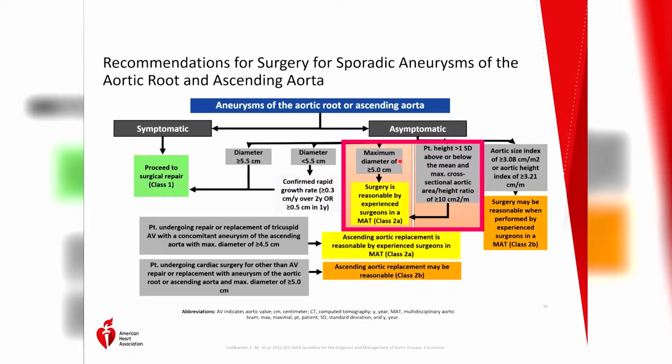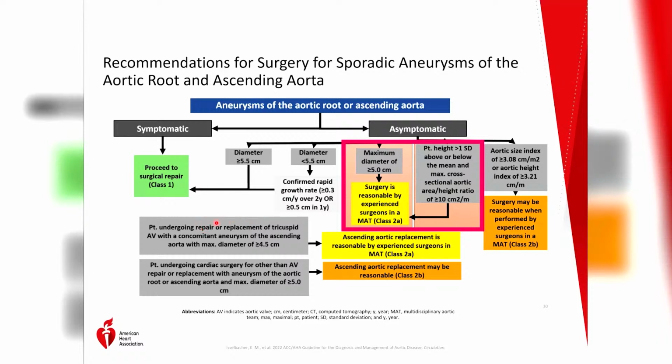And now in the guidelines, if the maximal diameter is more than 5 centimeter, then surgery is reasonable by an experienced surgeon if it's done in a multidisciplinary aorta team. And now that's a class 2A. They also basically included the patient's maximal cross-sectional aortic area to height ratio. If that's more than 10, then this also will give you a class 2A for intervening on patients with an ascending aortic aneurysm of 5 centimeter.